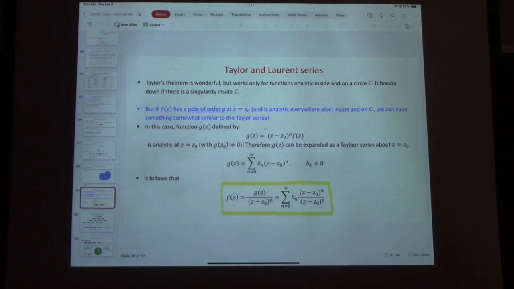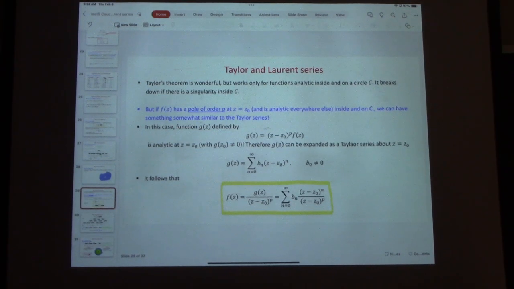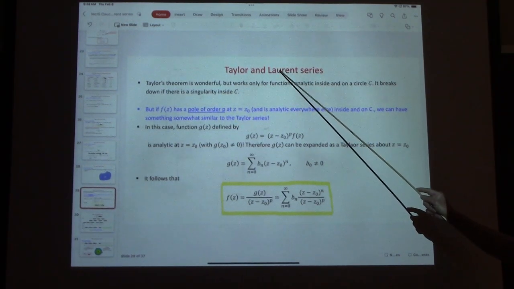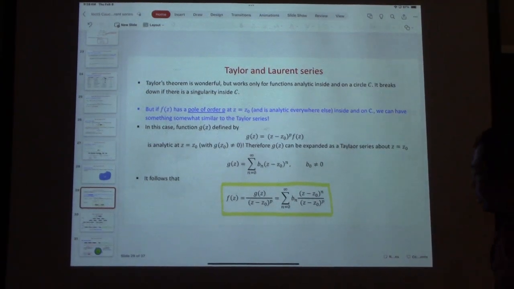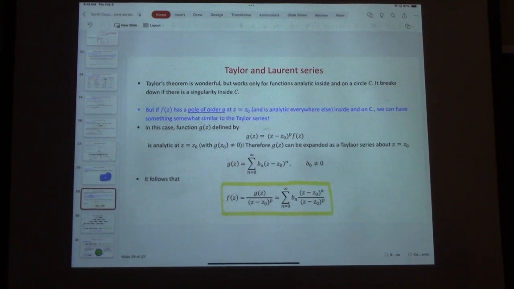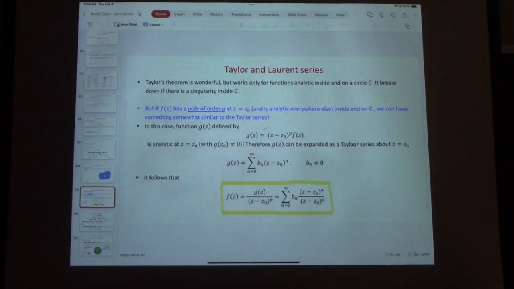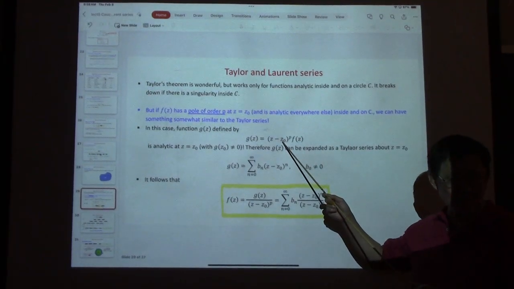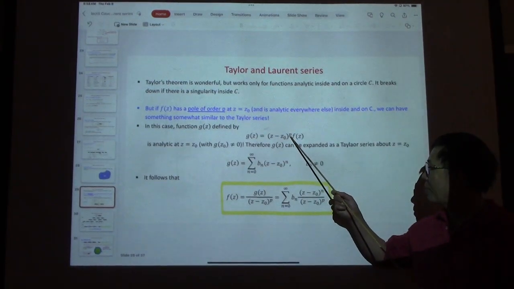Okay, all right. Then we ask the question: if we know there's a single pole inside here and we know the pole order, which is p, is it possible to do something to get a series similar to the Taylor series? Well, the answer is yes. That's what we call the Laurent series. Okay, that's also a very beautiful way of handling singularity. Let's say we know that at this point z = 0, it is a pole of order p.